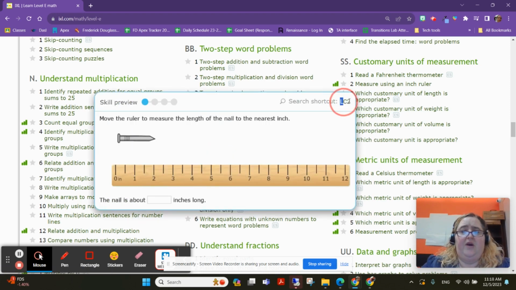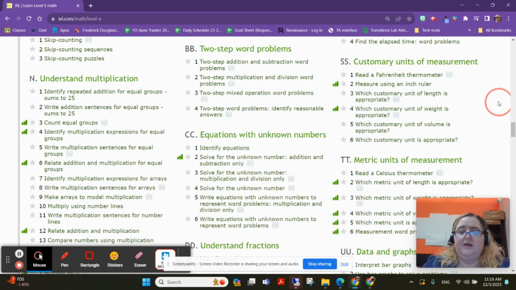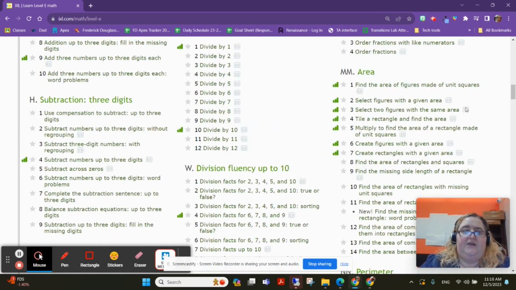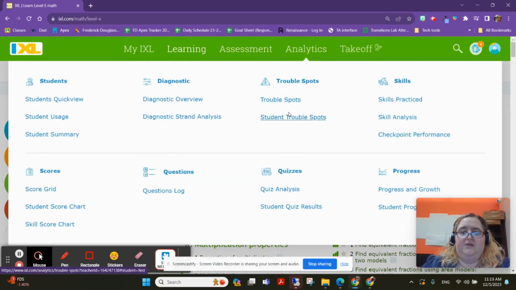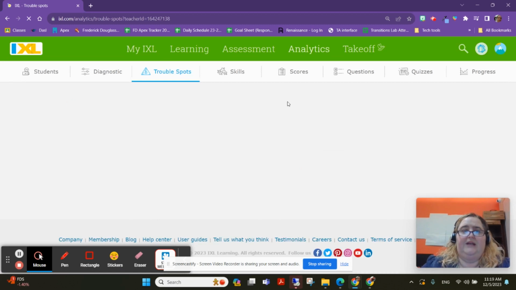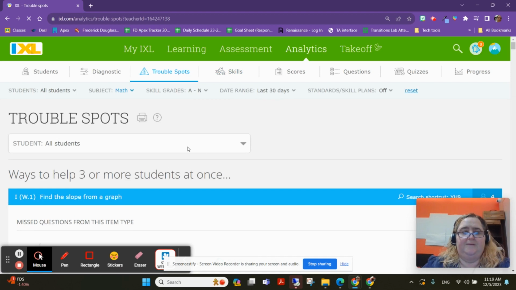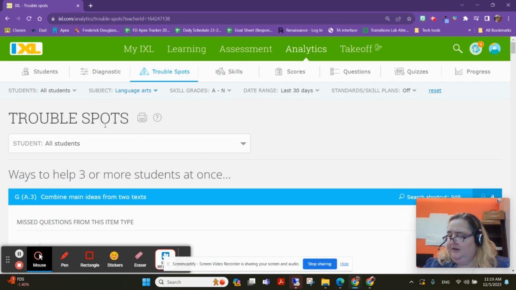And again, we always have that shortcut up here. So I hope today's video gives you some ideas of how to look at students' data in here, especially those trouble spots. I'm going to do one more trouble spot because I did want to show you an English trouble spot because I showed all math. So I'm going to go to trouble spots, and I'm going to switch to language arts.